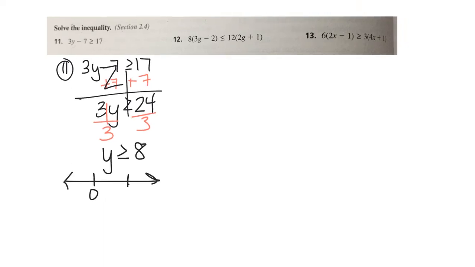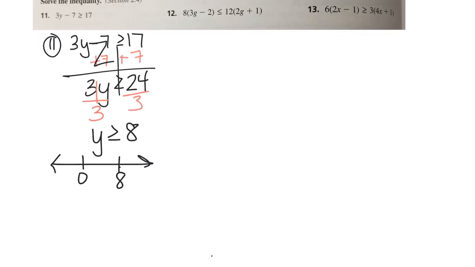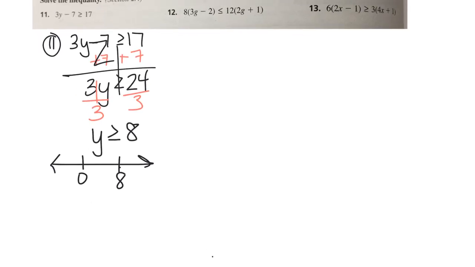So 0 and 8. I don't know why it keeps doing that on me. And closed circle because it's greater than or equal to. And numbers greater than 8 do not include 0. They include 9, 10, and 11, so we shade to the right.